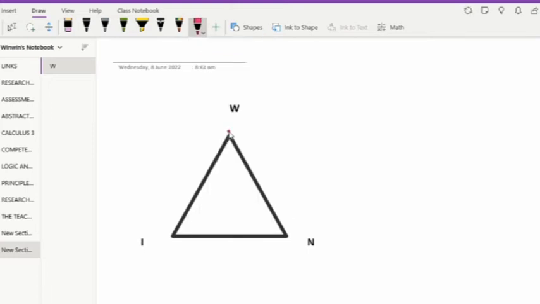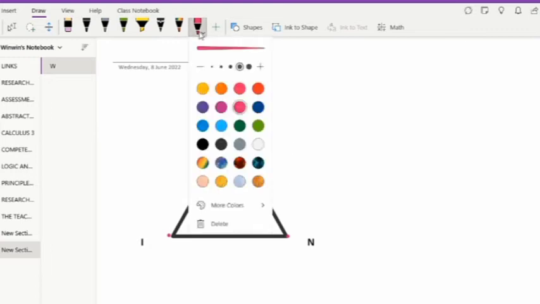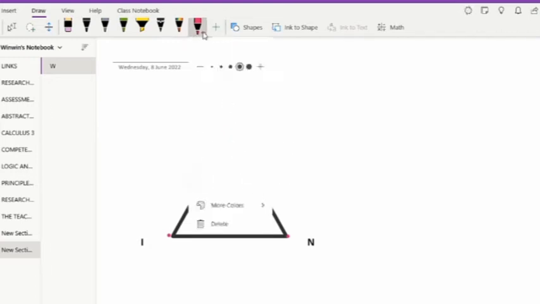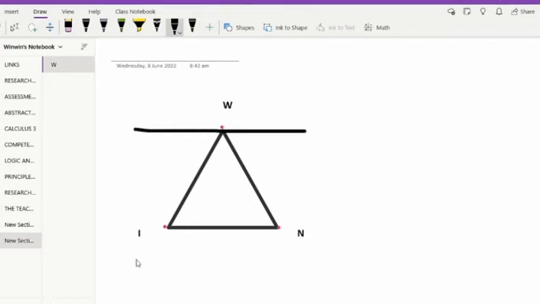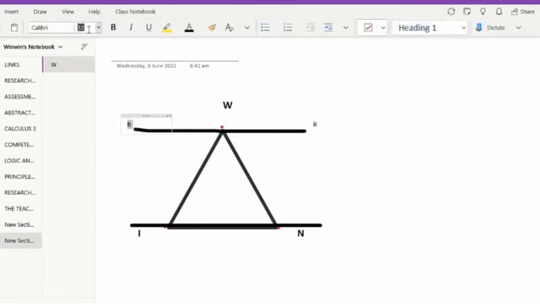Then let us point the points on the vertices of this triangle. So we have point W, point I, and point N. Next, we should draw a line passing through point W and parallel to line IN. Let us label the line passing through point W as line BR. Then we have the statement: line BR is parallel to line IN.